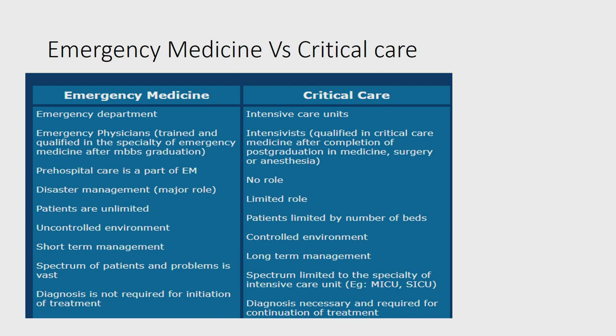Though the settings are slightly different, like pre-hospital care is a part of EM, and mass casualty incidents and disaster management more often fall in the emergency department. With emergency patients we don't have control, so we can't stop the incoming. In critical care we can have that control. It is a more controlled department compared to the emergency department, and more often it is continuous care of the patient in the hospital service.